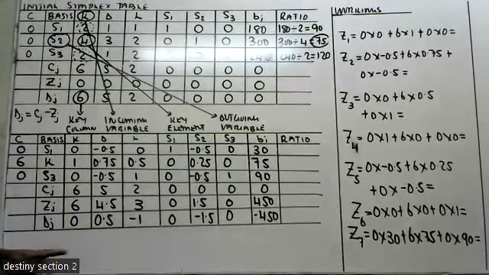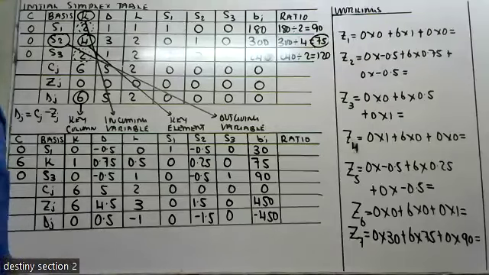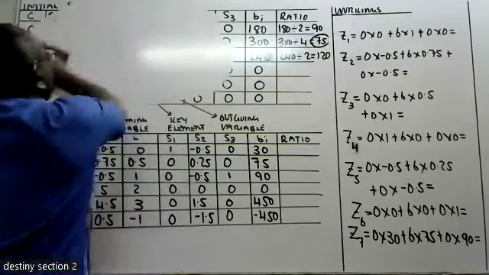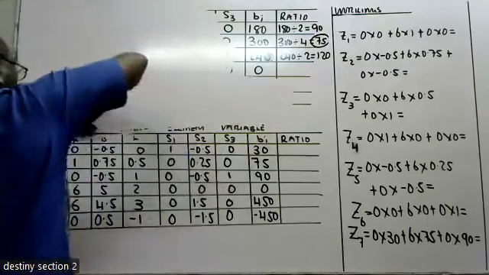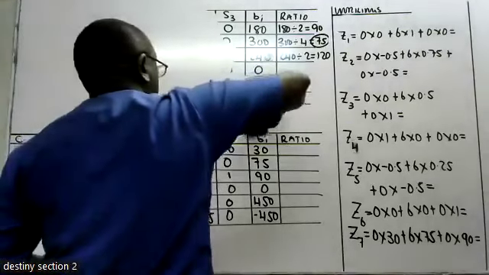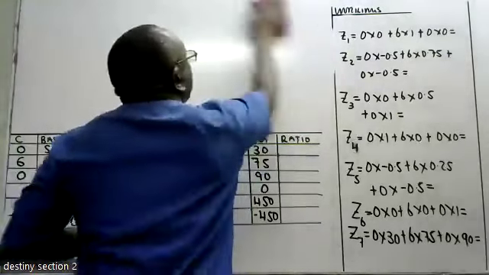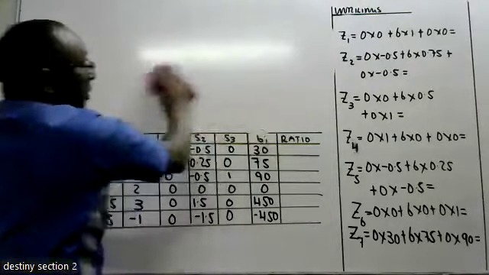Because you can see we still have a positive value here, that is not optimal. Our table is not optimal. So we need to draw another table, because our table is not optimal.